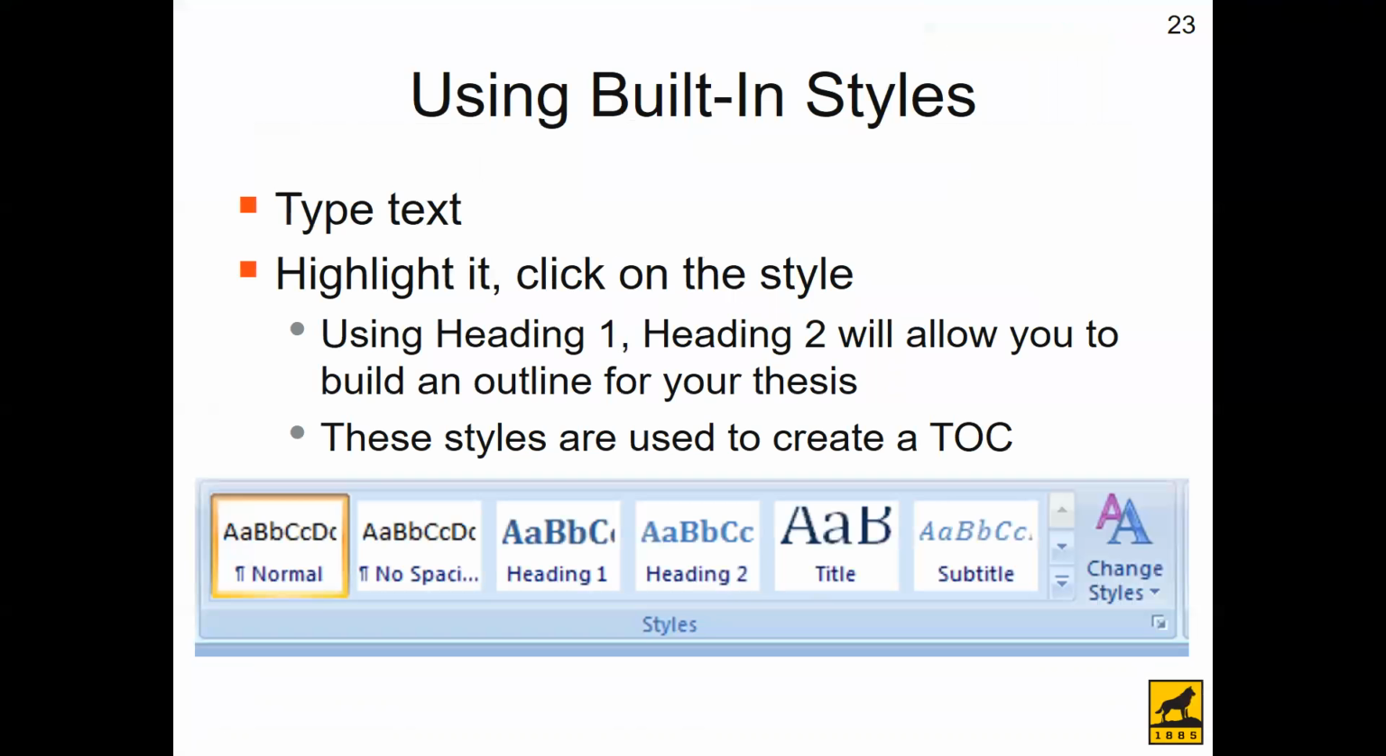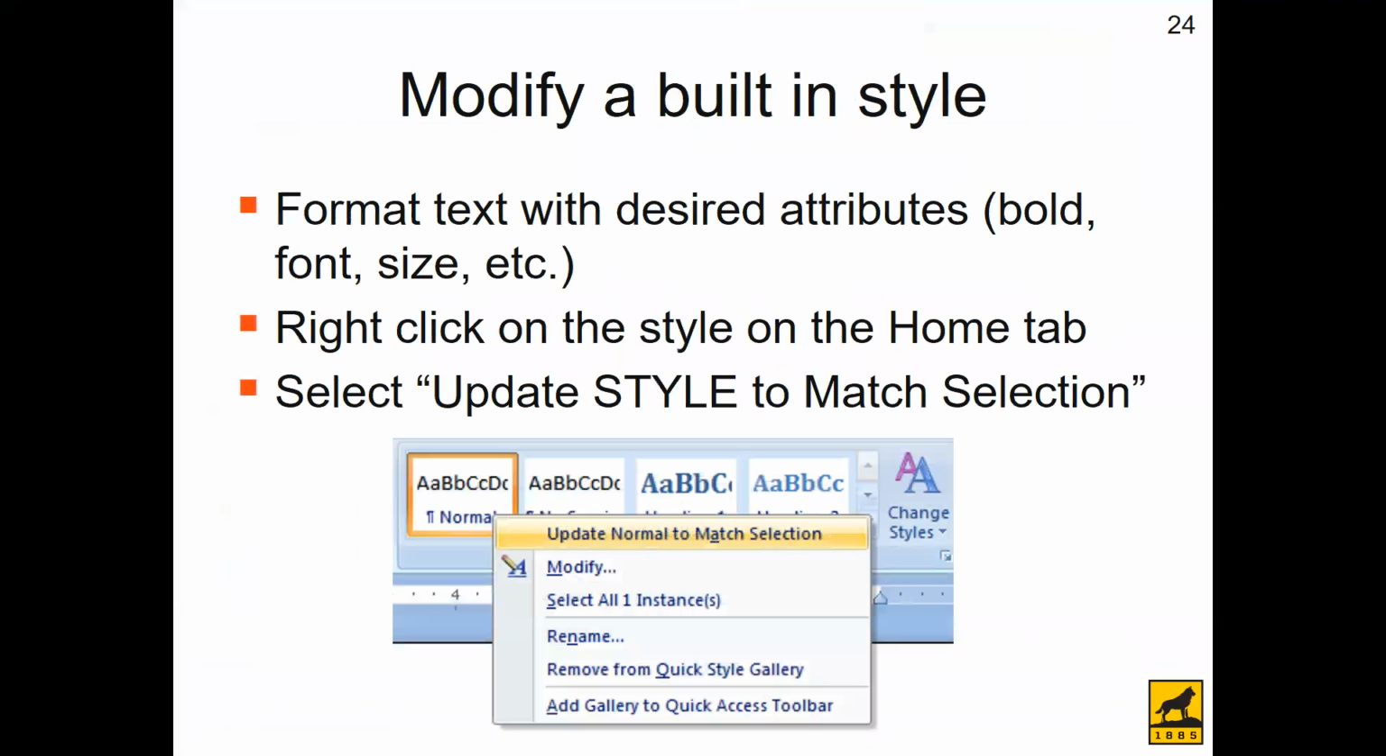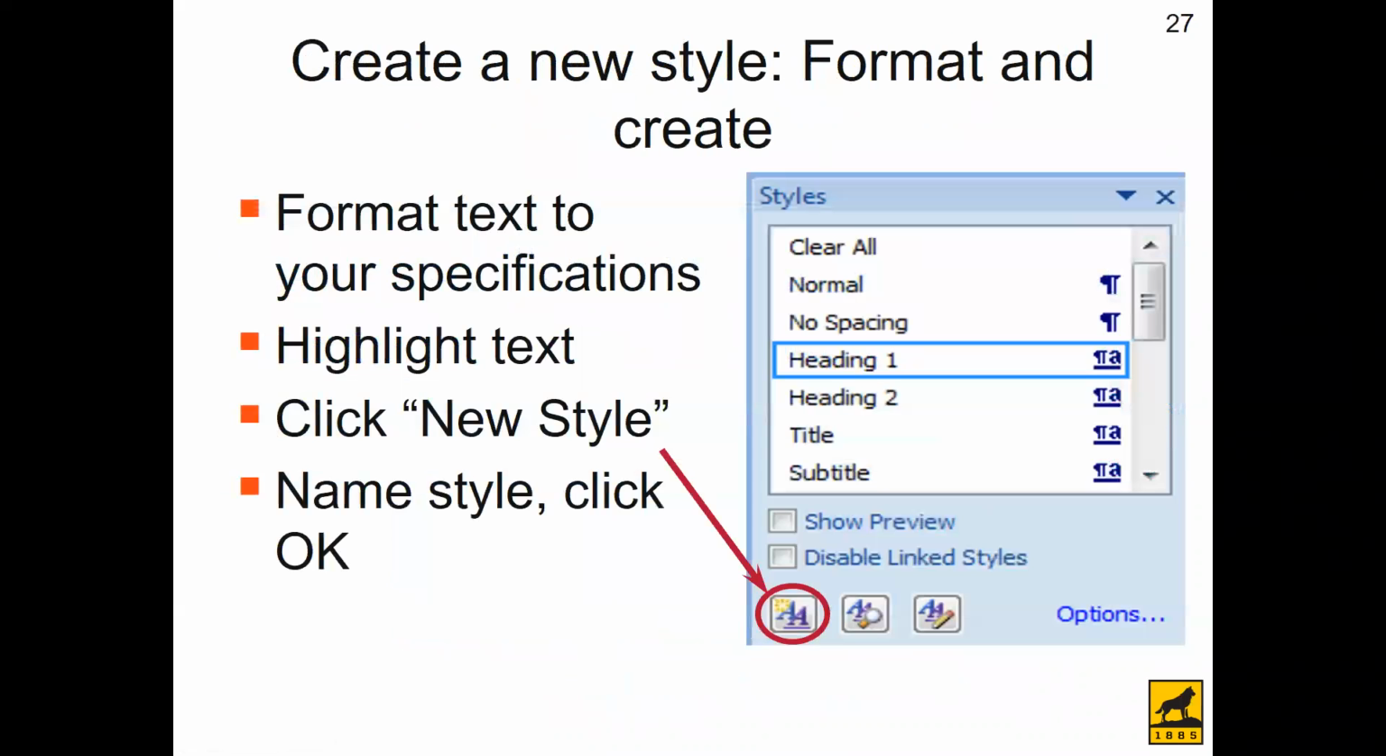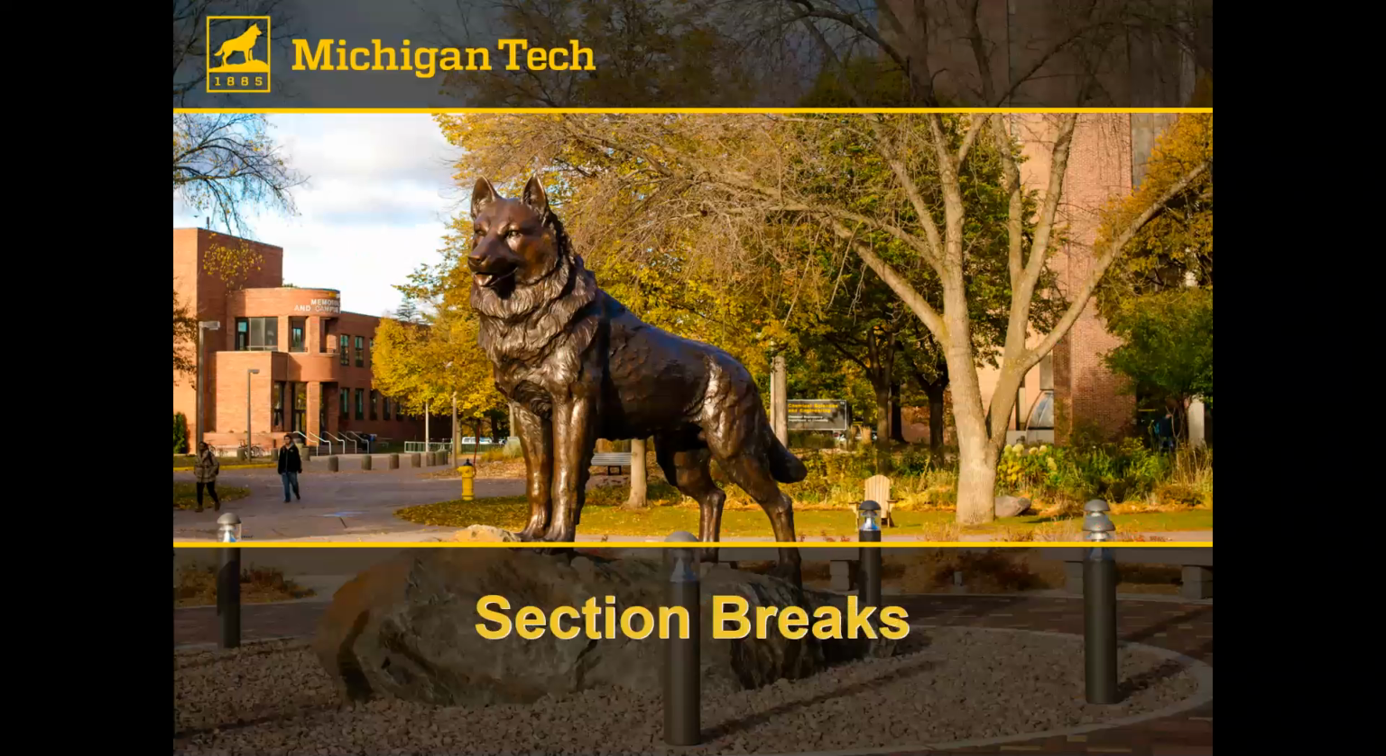So we've now talked about using built-in styles. We've talked about modifying one. So you format the way you want it, right-click and update. It'll go through your whole document. Or you can create a new one. And clicking on that little button here will pop out that menu for you. So format the text the way you like it, click New Style, and you're done.